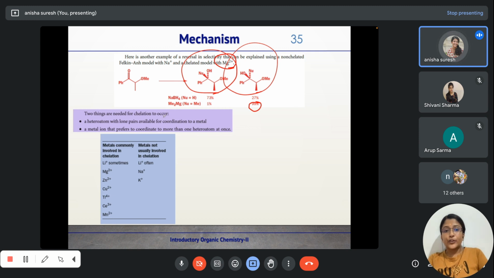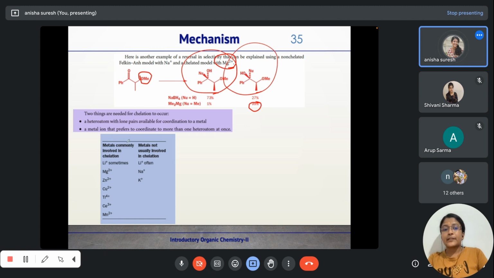Two things are needed for chelation to occur: a heteroatom with lone pairs available for coordination to a metal. So here this OMe is a heteroatom having lone pairs, so it can coordinate with the metal. And a metal ion that prefers to coordinate to more than one heteroatom at once. So these are the requirements for chelation to take place.